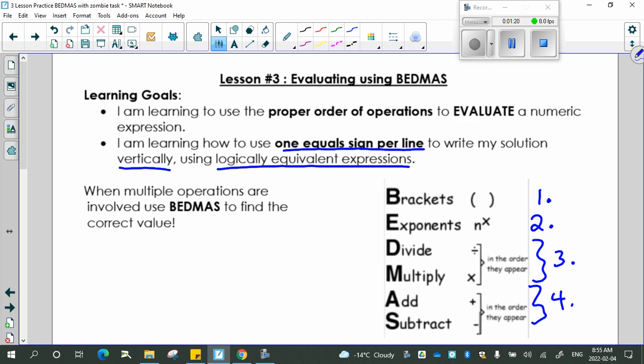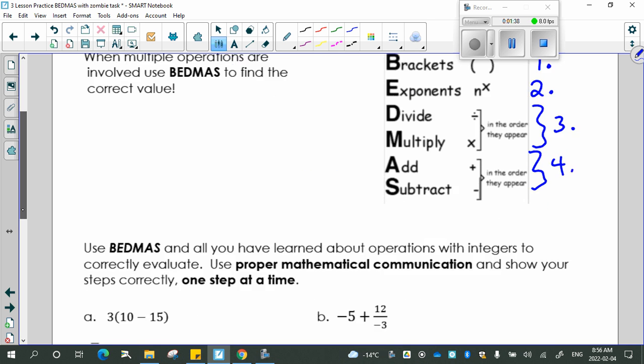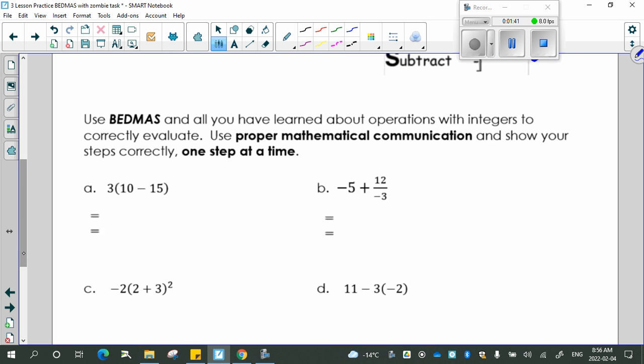And I'm going to write it out here so that's always there for us to see as we are going through the questions. So priority 1, priority 2, priority 3, priority 4. Okay. So use BEDMAS and all you've learned about operations with integers to correctly evaluate. Use proper mathematical communication. So this may be something that's different for you from grade 7 and 8, especially if you did a lot of it on the computer, or on your calculator. And show your steps correctly one step at a time.